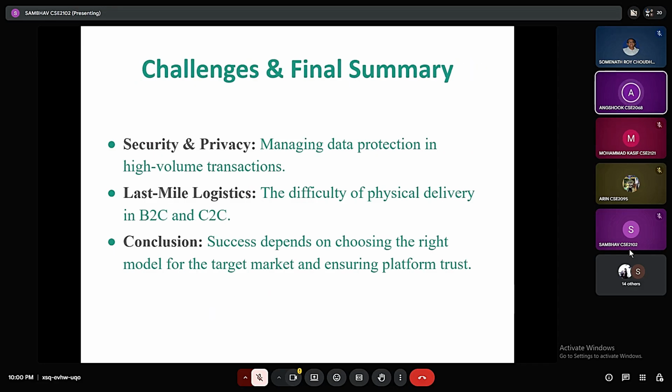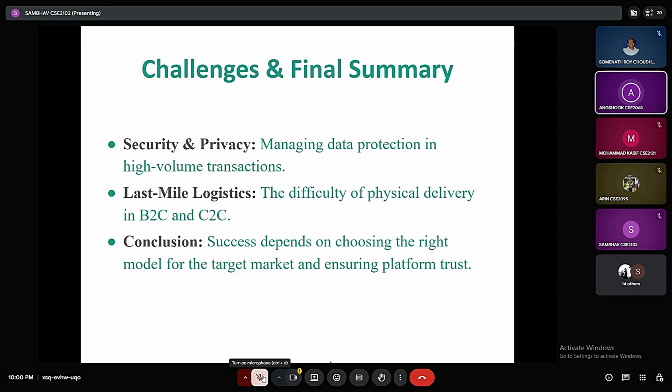And we come to the last slide, that is the challenges and the final summary. So, however, no business model is perfect, and e-commerce comes with its own challenges. Security and privacy are major concerns because trust is the backbone of online transactions. One data breach can damage years of reputation. Logistics is another big issue, especially the last mile delivery, where speed, cost, and reliability decide customer satisfaction. The difficulty of physical delivery in B2C and C2C is what is highlighted in the last mile logistics.